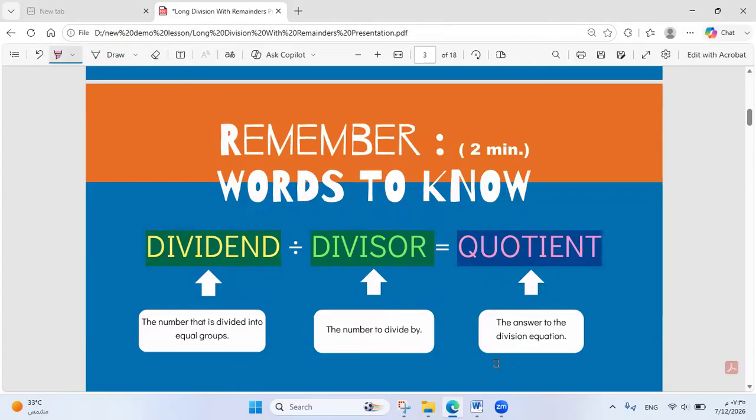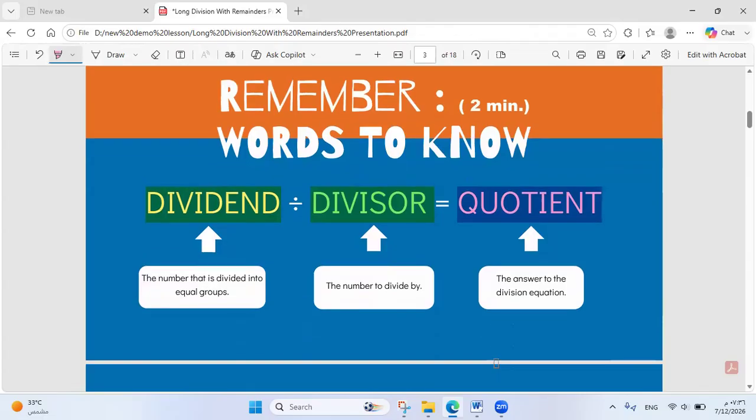So we have three words here. First, the dividend, the number which we divide into equal groups. The divisor, the number which we divide the dividend by. The last, the quotient. What is the quotient? The quotient is the answer of the division operation or division equation.